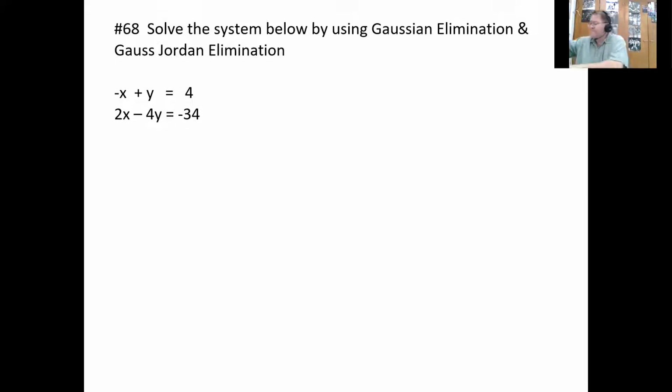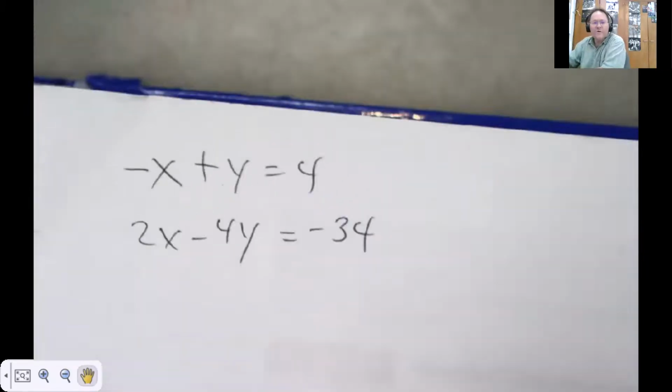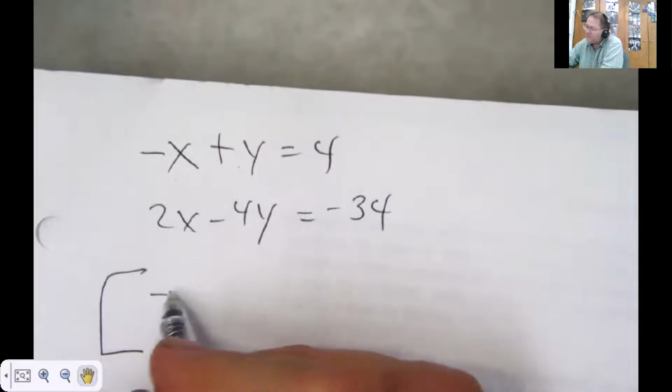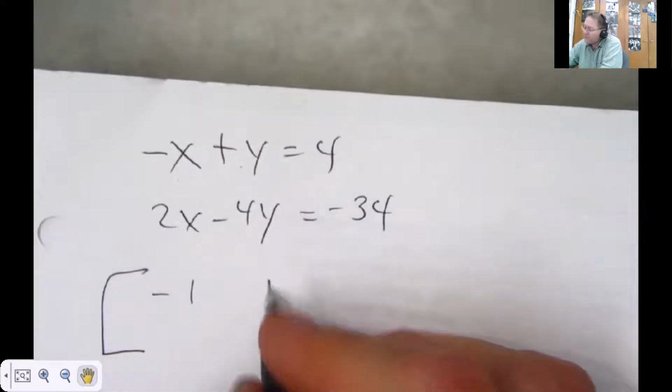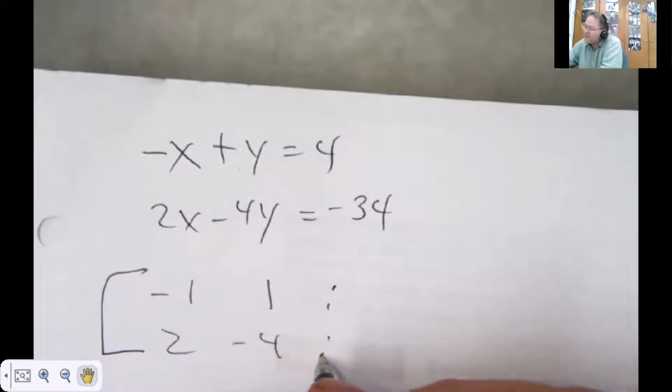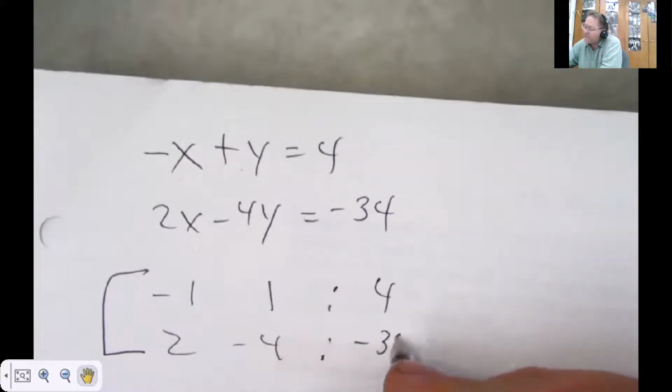Let's go ahead and write this augmented matrix here. Oops, that's not showing like I want. Hold on a second. New share. See if that's it. I hope it is. That's it. Okay. So the augmented matrix would be the coefficient matrix, which is negative 1, 1, 2, negative 4, and after the dotted line, 4, negative 34.